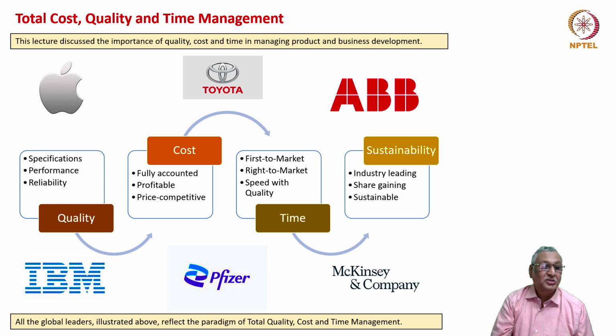Quality: specifications, performance and reliability. Cost: fully accounted cost, profitable, price competitive. Time: first to market, right to market, speed with quality. Sustainability: industry leading, share gaining, sustainable business operations.